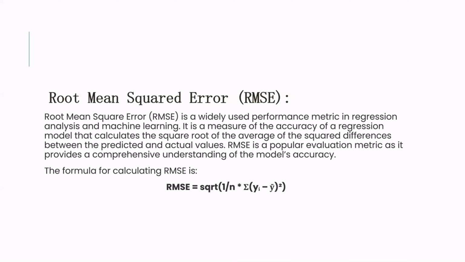It is the square root of 1/n times the sum of (y predicted minus y actual) whole squared. As we can see, 1/n times the sum of (yi minus y bar) whole squared is like MSE, and after that its root is calculated, which makes it RMSE, root mean square error.